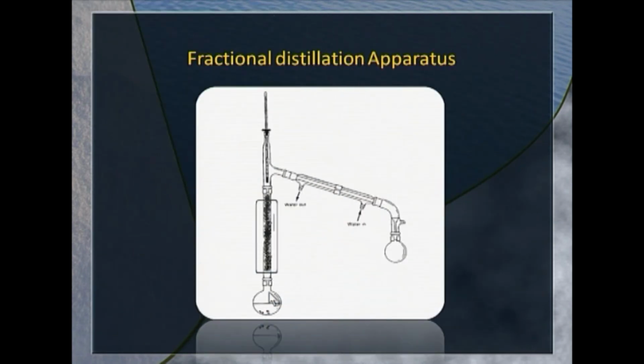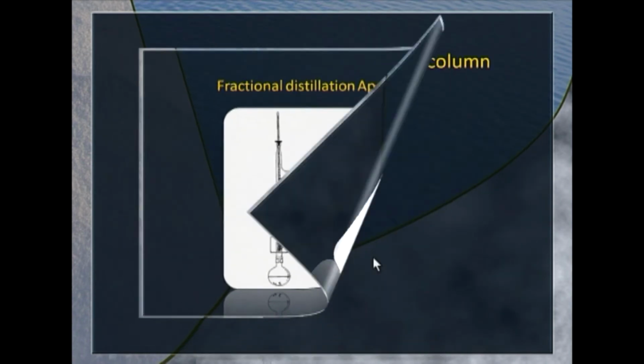The distillation apparatus is simple here. You have the liquid taken in the flask, you heat it, it vaporizes, vapors condense here, the less volatile component condenses first and starts trickling down, whereas more volatile component goes up and ultimately emerges out of the condenser and is collected as distillate. But this is what we do in the laboratory scale.